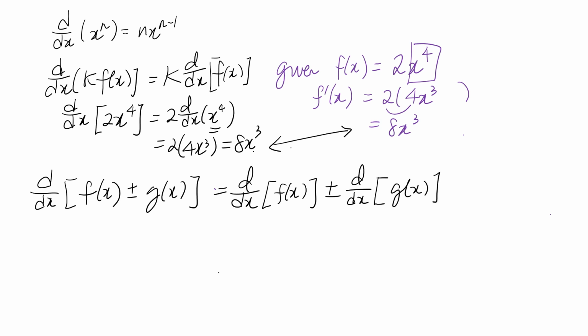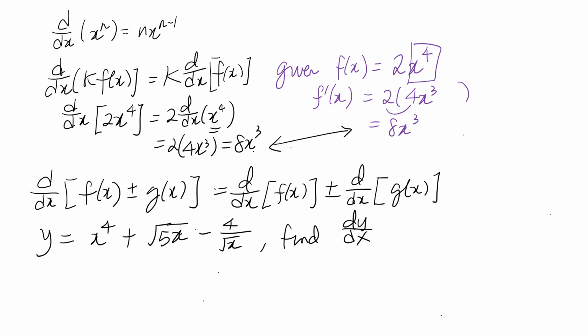Okay? So I'm going to give you an example. Let's say you're given y equals x to the power of 4 plus square root 5 x minus 4 over square root x. Then you are asked to find dy over dx. Okay, so can you do it? Yes, of course you can do it. So dy dx will be, differentiate this part.